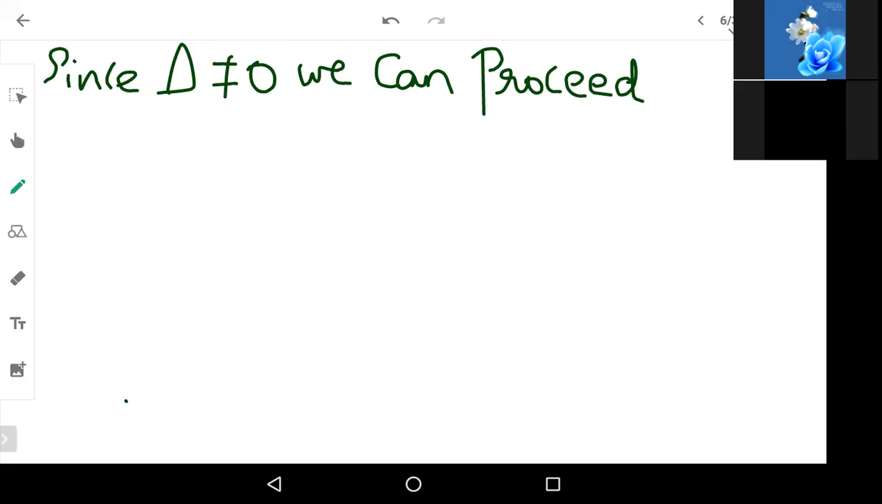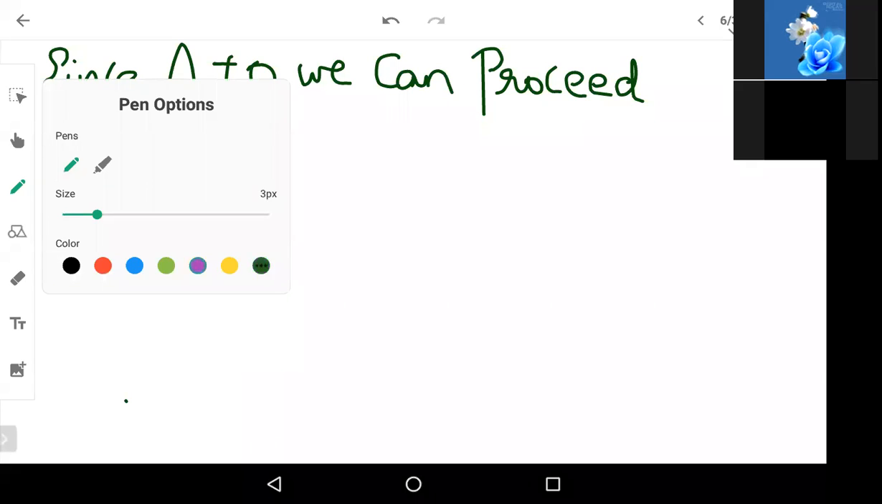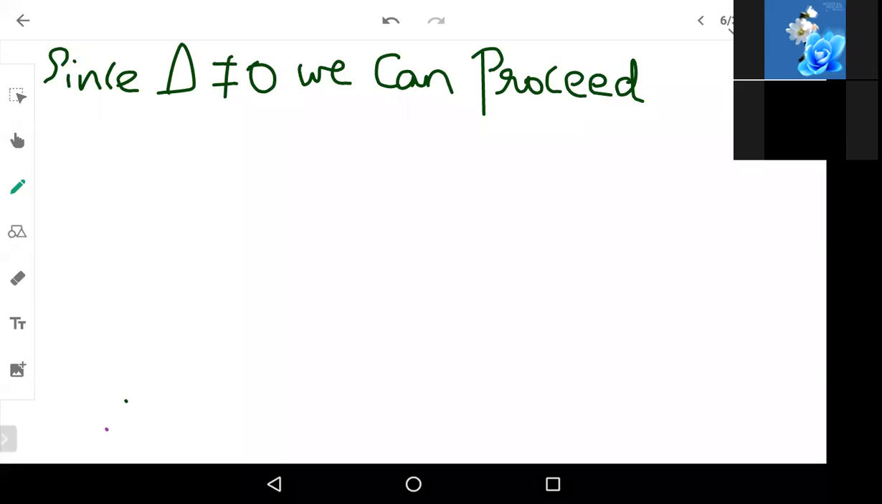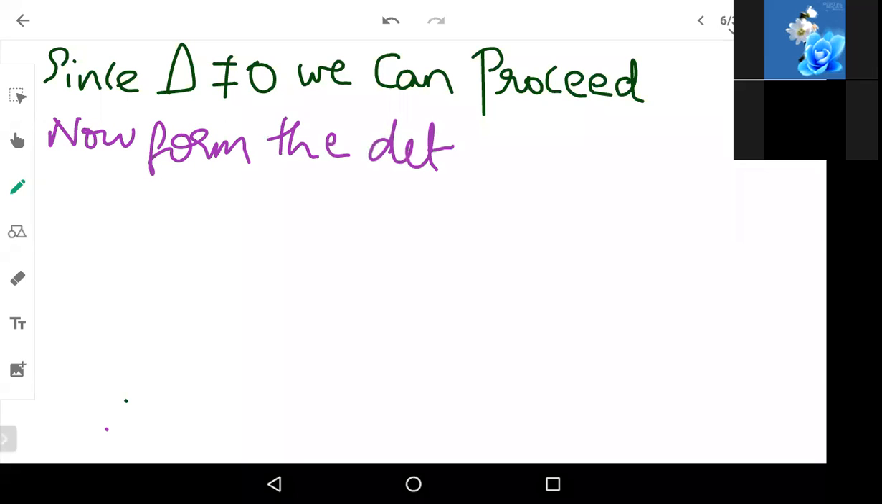Fine. Now let us go to the next step. Now in the next step, we are supposed to replace the values. Now how do we replace the values? Now form the determinant. Since it's the first problem, let us write the explanation.